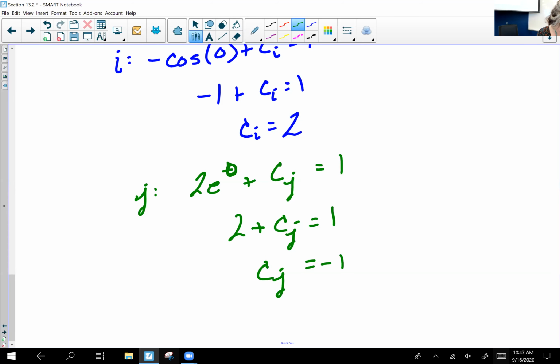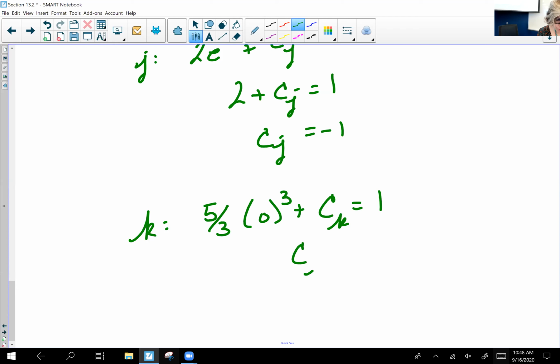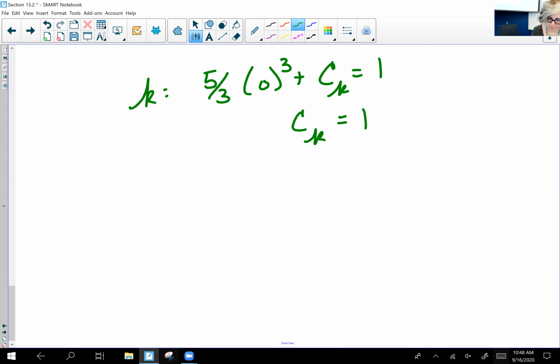And finally, we'll have the k component. So that's going to be 5/3 times 0 cubed plus c sub k equals 1. So c sub k then has to equal 1. All right, notice they're not the same numbers, are they? So you are going to have to go through and find the constant for each one.